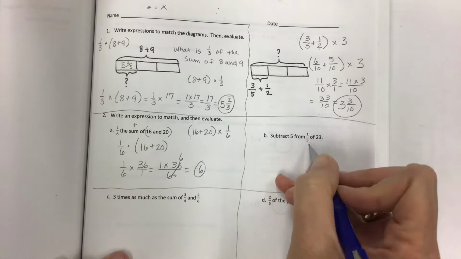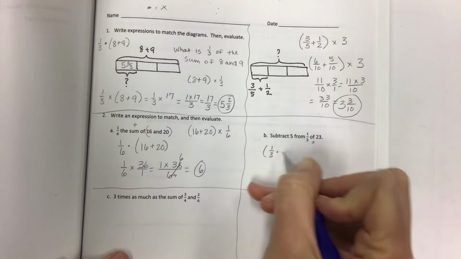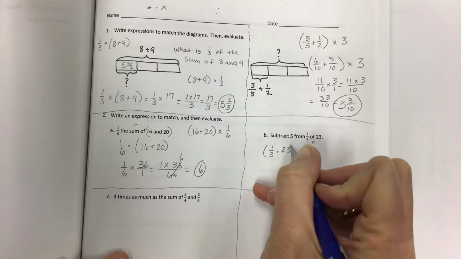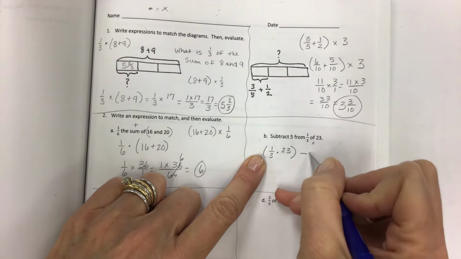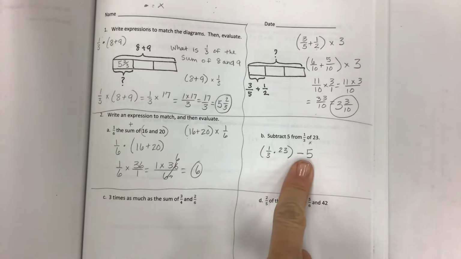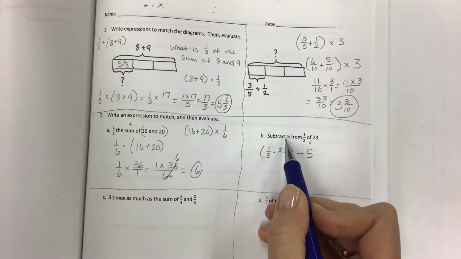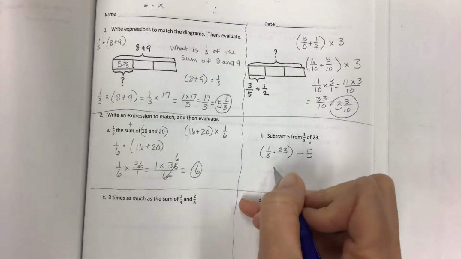Subtract 5 from 1/3 of 23. Now, I need to get 1/3 of 23 first, and then when I have that product, I will then subtract 5. Now this is one where you can't mix up the order. The only place you'll be able to subtract 5 from that number is when this is the whole.